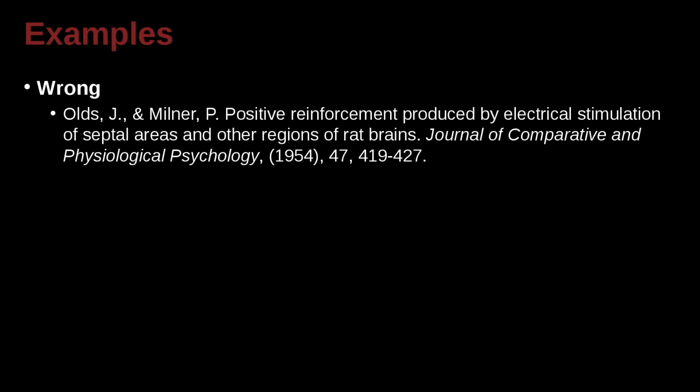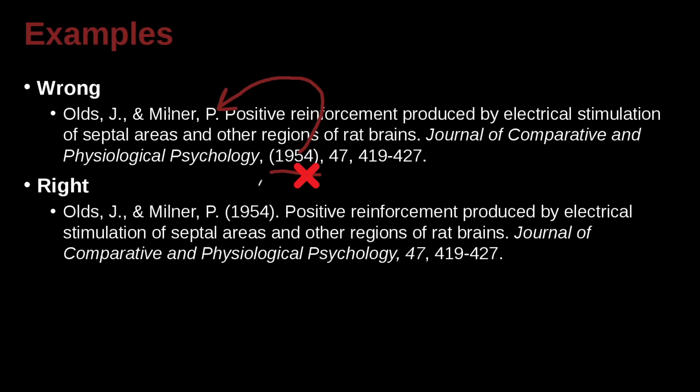Let's take a look at another one here. Olds, J, and Milner, P, positive reinforcement. Okay, well, right away we see there's a problem. We've got the year way down here when we know that the year should be up after the authors. So the correct way to write that would be like this. Year in parentheses after the authors. And also pay attention there, we've got that ampersand there. Remember the ampersand, right? Ampersand.